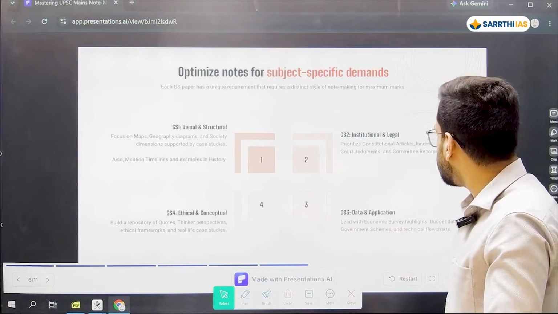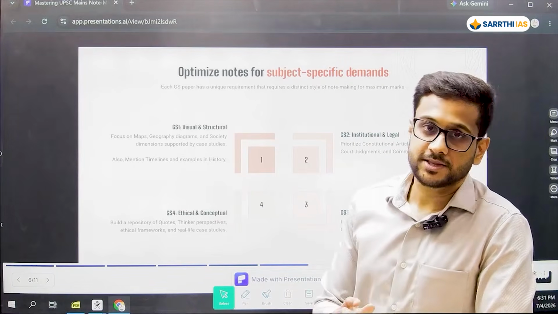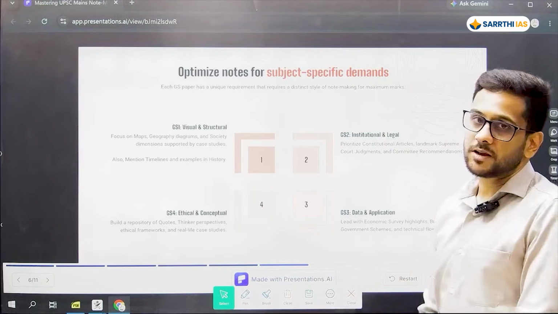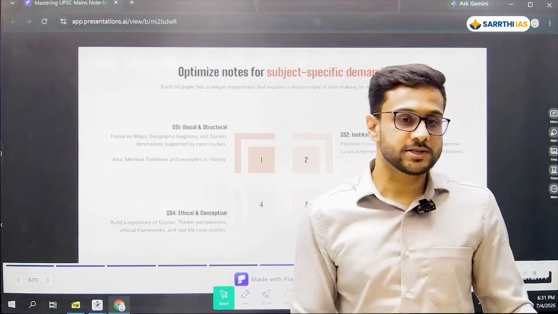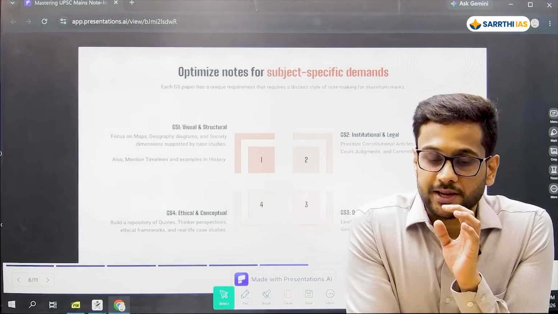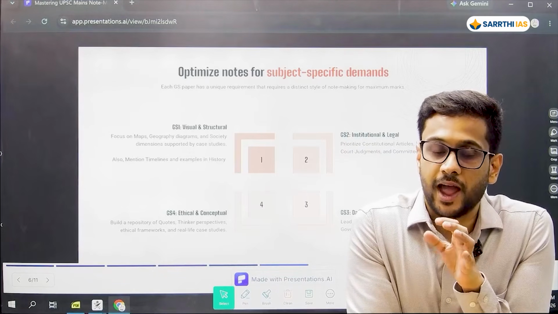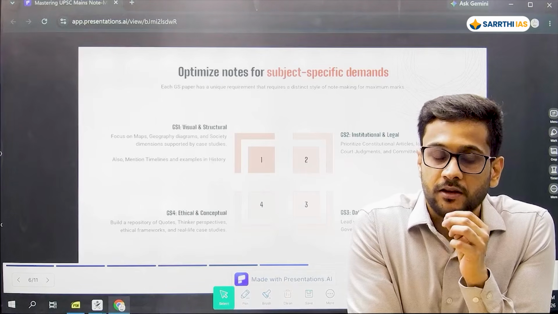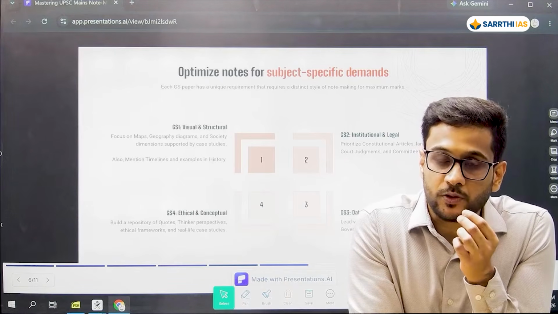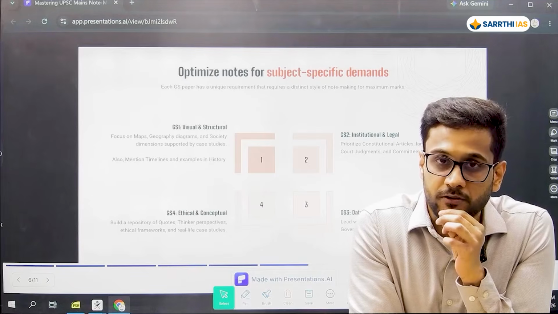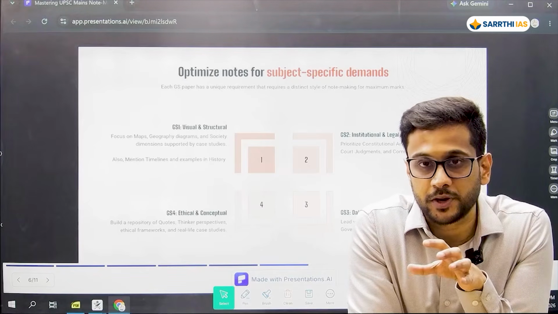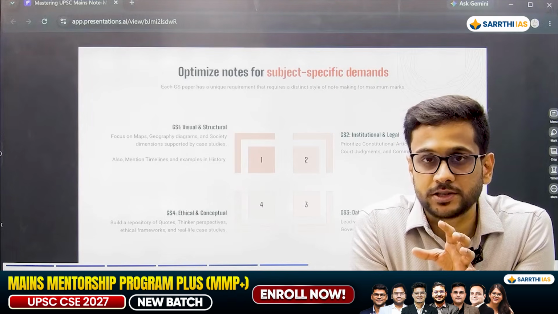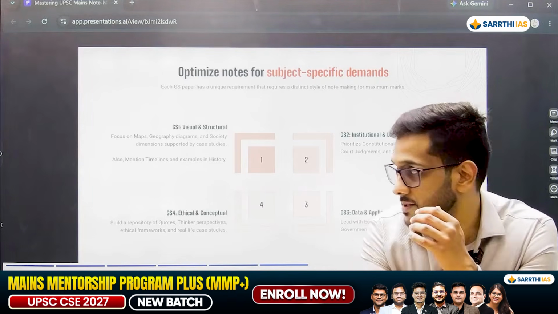Then comes GS3. GS3: economic survey and budget. You have to make a summary out of it. Government schemes are important, but in GS3, I would suggest that maximizing your points is important, and that can only be possible if you have a lot of value addition. Value addition source: when you are preparing for prelims, try to think from a mains perspective also, and try to note down some of the important value additions in your notes for GS3.